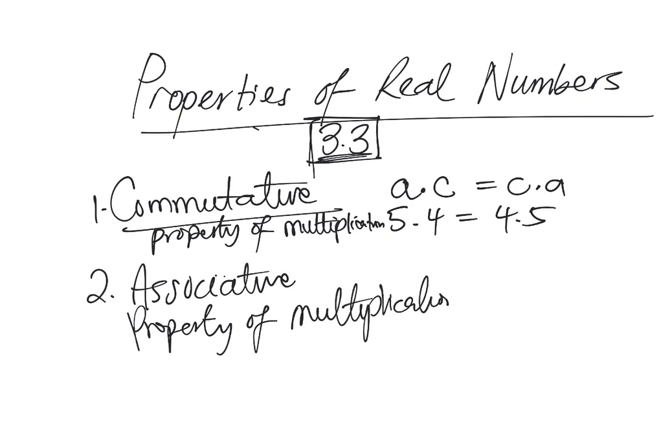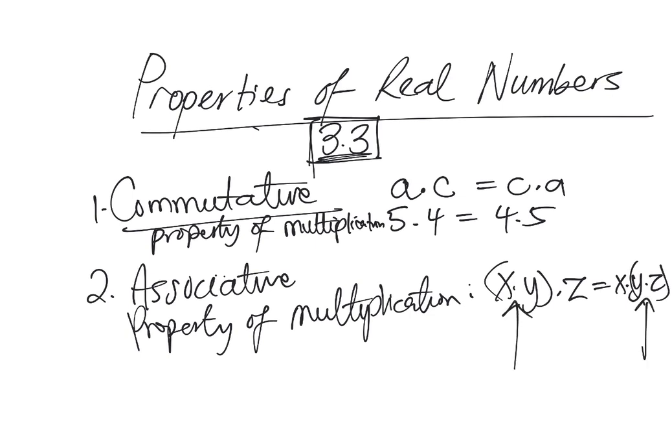With the associative property, you would notice that it involves working with a set of numbers in parentheses. So let's say (x times y) times z is equal to x times (y times z). Notice the grouping of the numbers: in the first case, the x and y are multiplying together first, and then you multiply that by the z. And in the second case, the x is by itself and the y and the z are multiplying side by side. So that's very important with the associative property of multiplication. So we have the commutative property of multiplication and the associative property of multiplication.